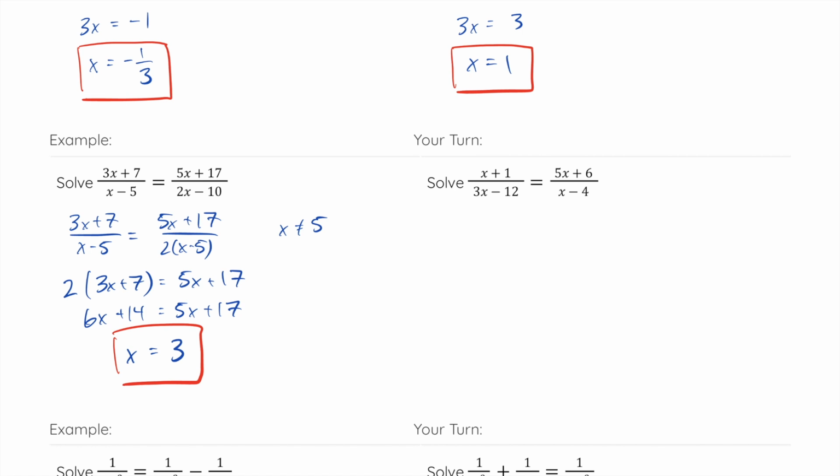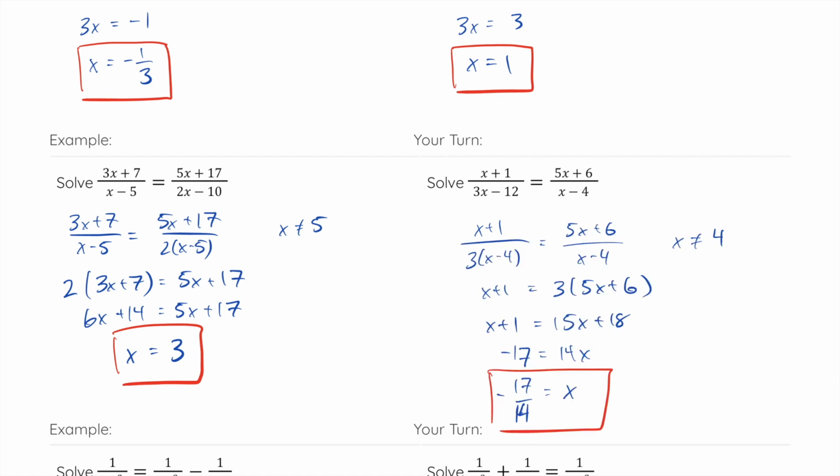So pause the video and try the one on the right. Here we see x is negative 17 over 14, and that doesn't match an excluded value, so that is the solution.